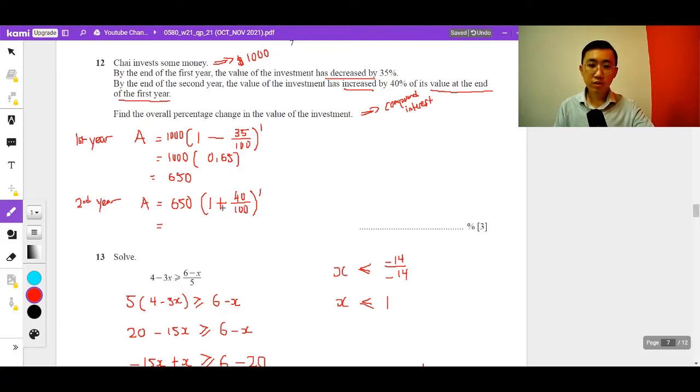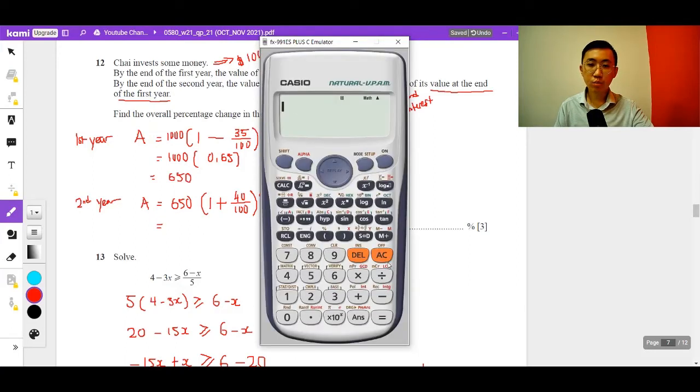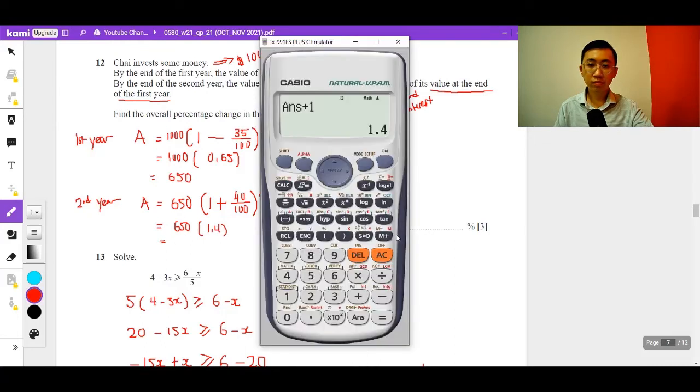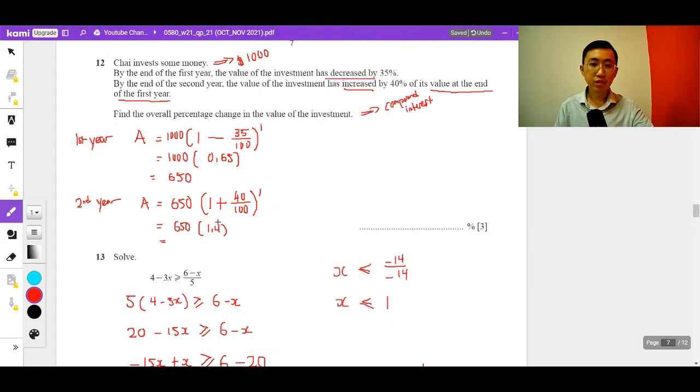Alright, so let's find out the second year, how did the value change. Use your calculator, watch. 40 divided by 100 plus 1. Okay, press this button, 1.4. So you do 650 times 1.4. Let's check it out. Times 650. Okay, 910. So after second year, your value of investment is now 910.